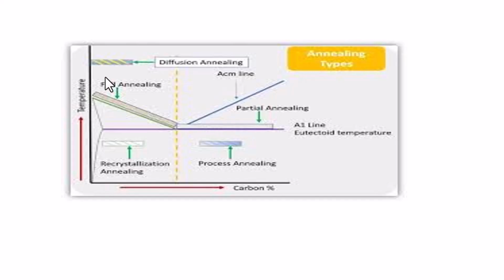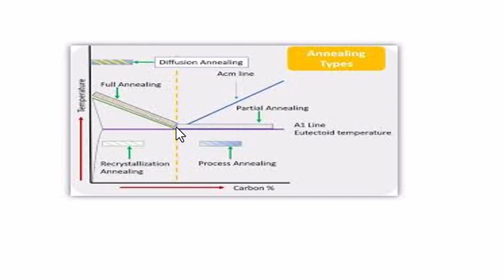This is a portion of the iron carbon diagram. You can see the temperature range and carbon percentage here. And this is the upper critical temperature line, this one and this one. This is called the lower critical temperature line, nearly 723 degrees Celsius, the same for all types of steel. But the upper critical temperature varies with the composition of the steel. For this particular composition, this will be the upper critical temperature. For this composition, this will be the upper critical temperature.